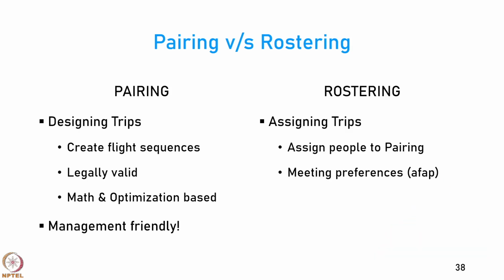So, when you assign people to pairings, as far as possible you try to meet their preferences like weekend off or no red-eye flights, but only as far as possible. This is the humane and fair allocation, and this can be considered to be crew friendly. So, pairing is essentially from the management side, rostering is from the crew side. If you can do a good job in both, management and the crew are happy, that is the best situation.